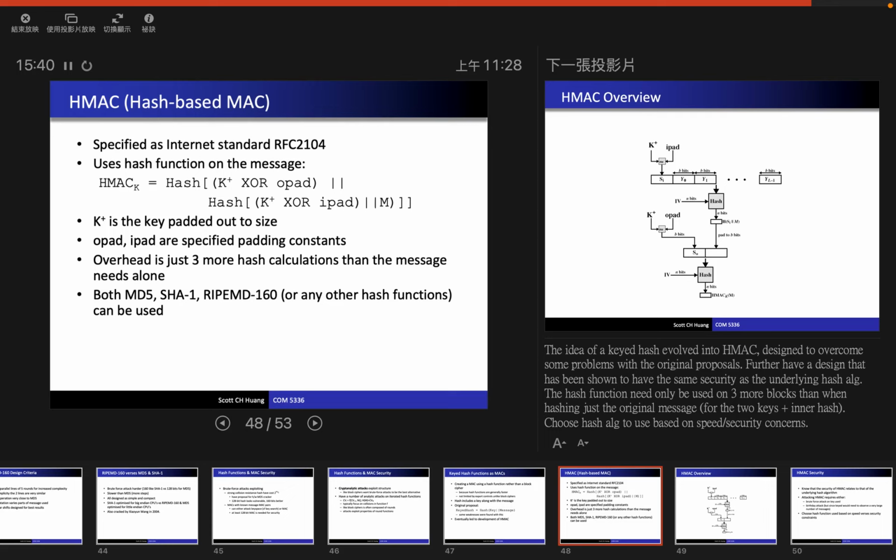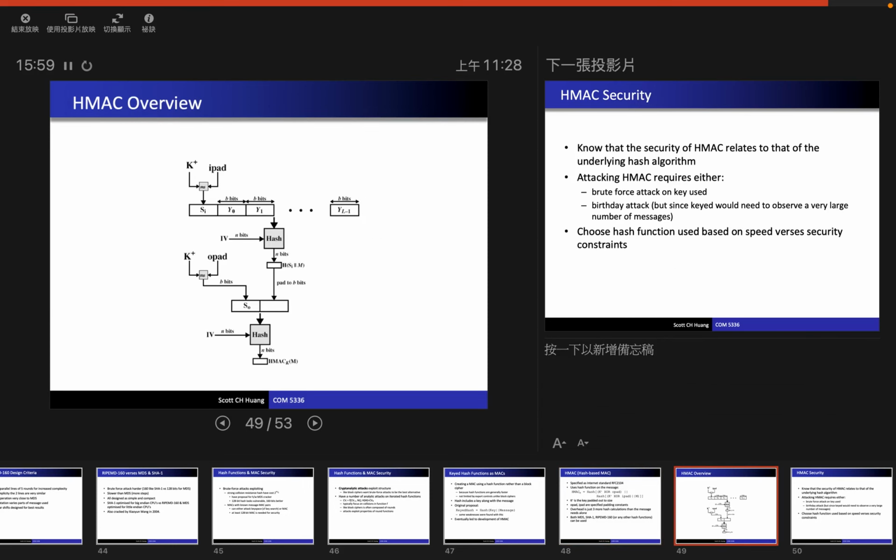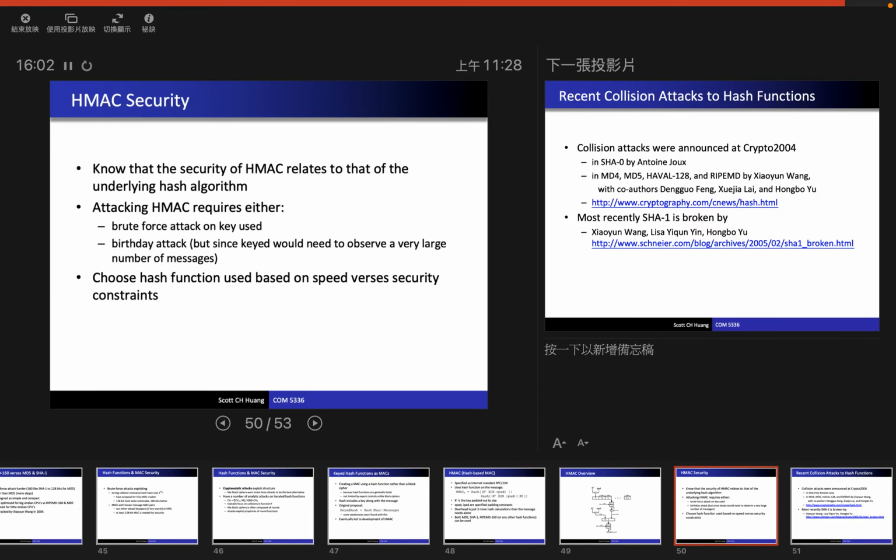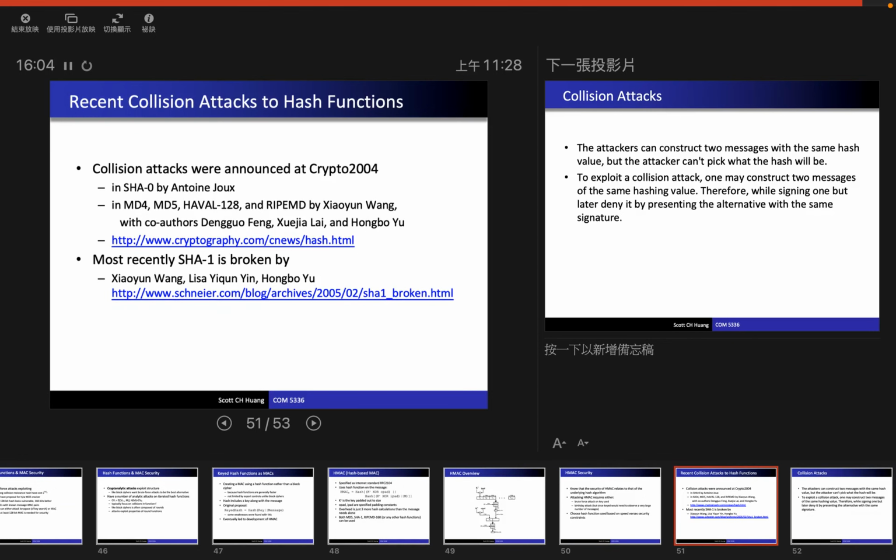Oh, I'm sorry, not digital signature. For digital signatures, you apply the hash function directly and then sign with the private key. But if it's used in a symmetric case, if you want to use a keyed hash as a message authentication code, then you use HMAC. That's it.